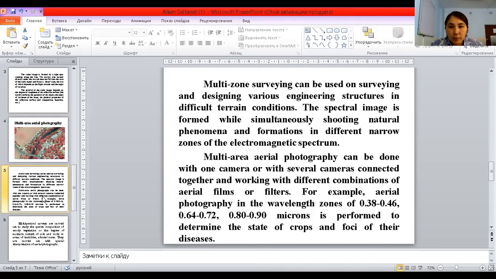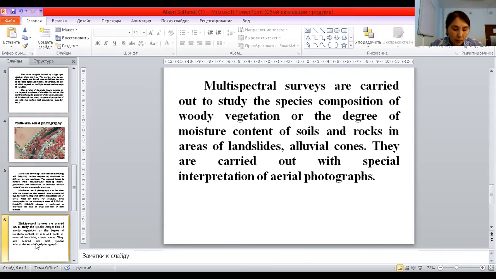For example, aerial photography in the wavelength zones of 0.38 or 0.46 microns is performed to determine the state of crops and foci of their diseases. Multispectral surveys are carried out to study the species composition of woody vegetation or the degree of moisture content of soils and rocks. In areas of landslides, they are carried out with spatial interpretation of aerial photographs.